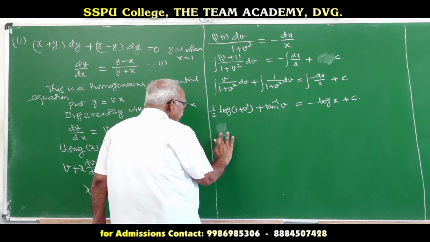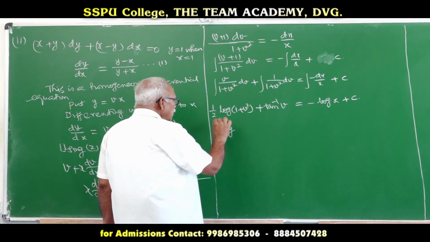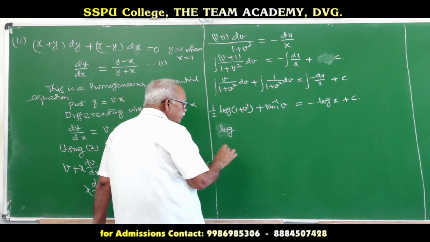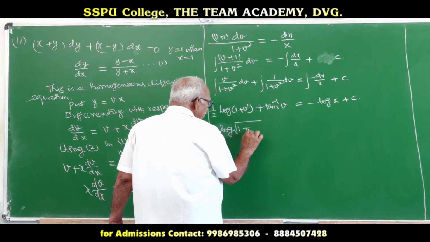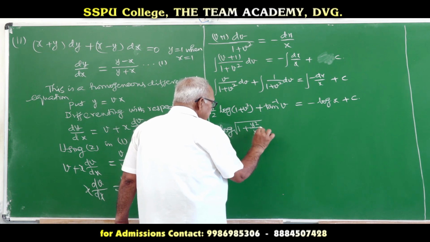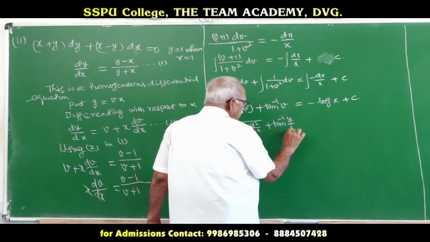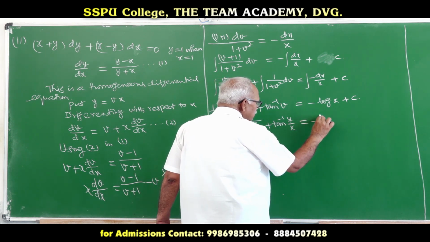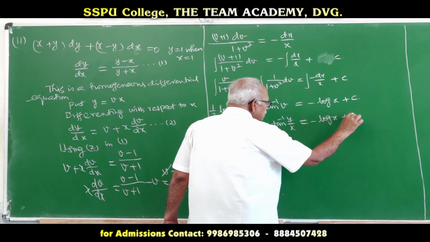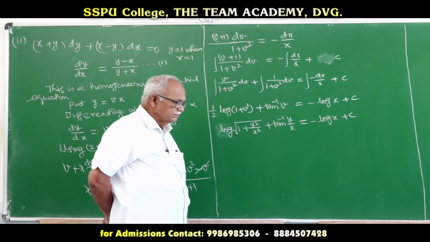So, this is log of this, 1 by 2. When it goes here, it will be root of 1 plus y square by x square, plus tan inverse of y by x is equal to minus log x plus c.